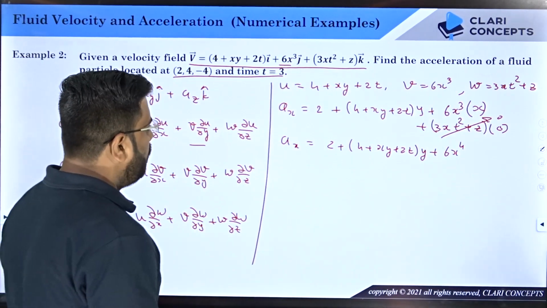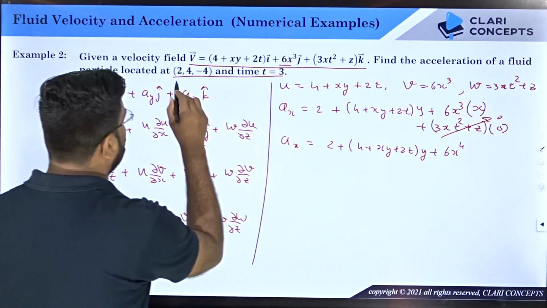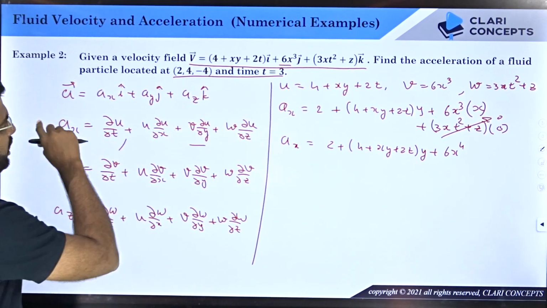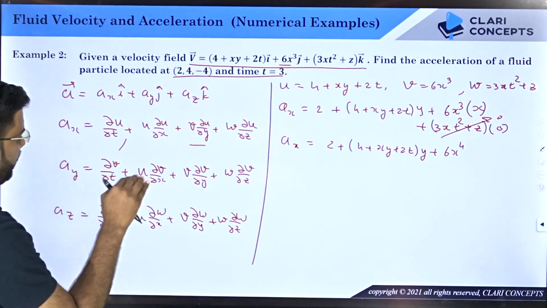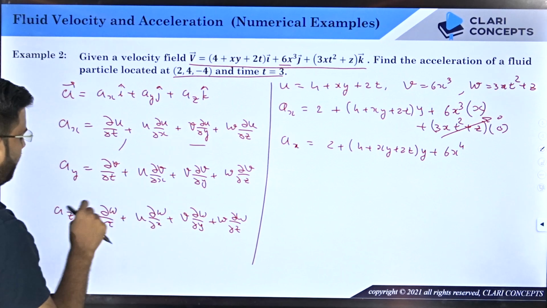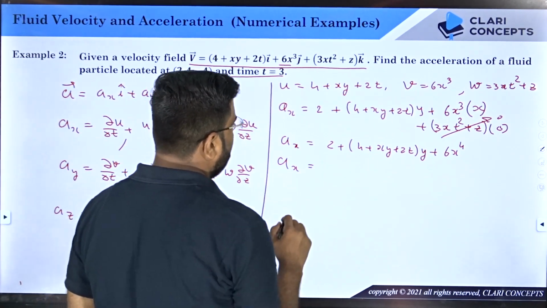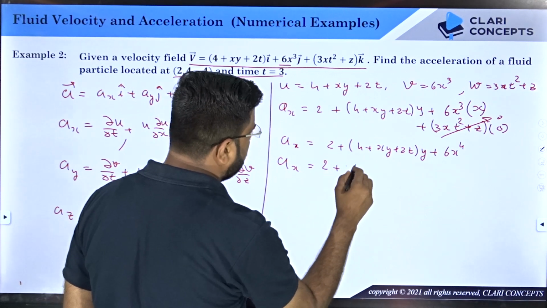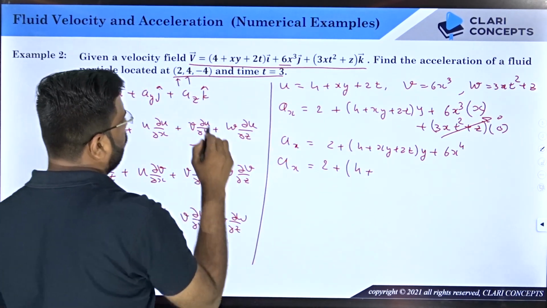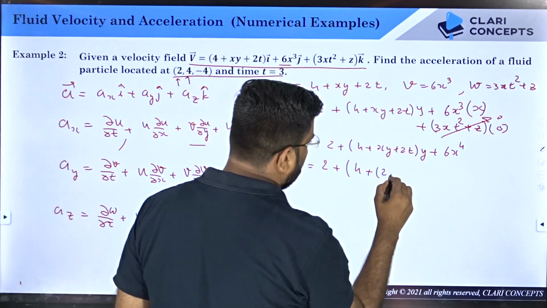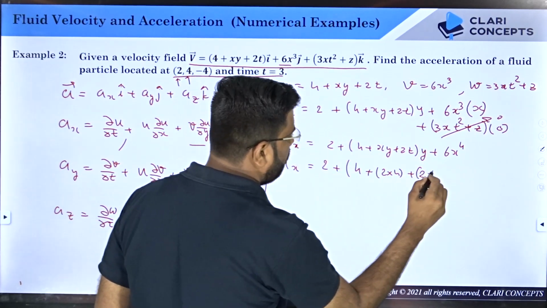Okay. Now, let us find the value of ax at the given point, because once you have found ax, you need to find the value of ax at this point and this time. And then find ay, then find the value of ay at this point and this time, and similarly for az. So let us find ax at the given point. So the value of ax at the given point is 2 plus 4 plus x into y. What is x? x is 2, y is 4. So you can say 2 into 4 plus 2 into time, which is 3.